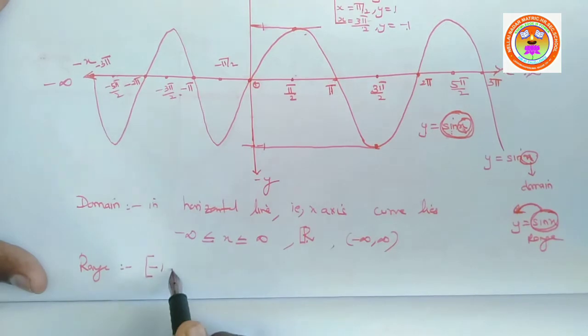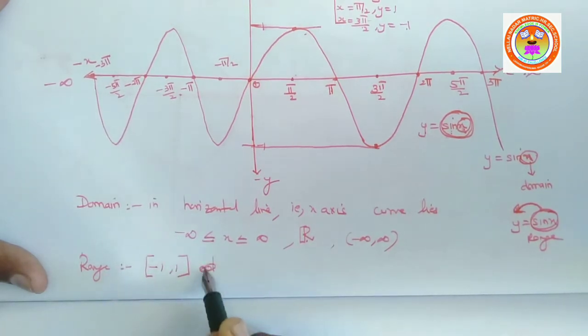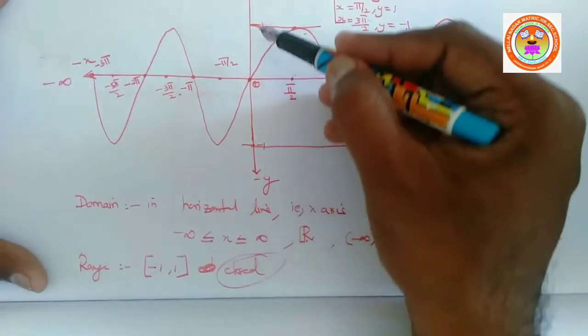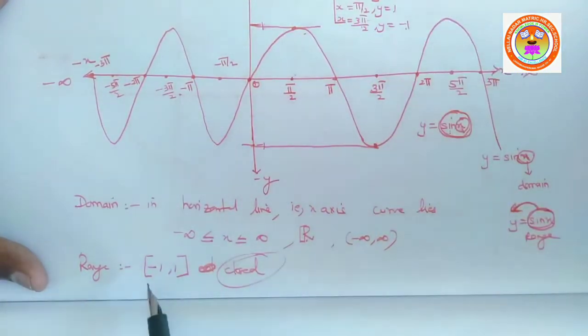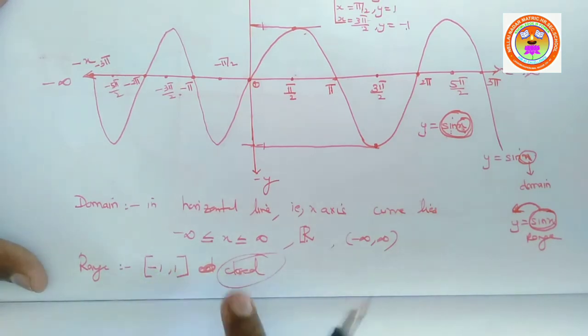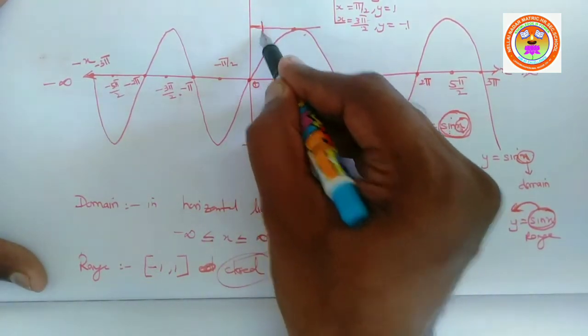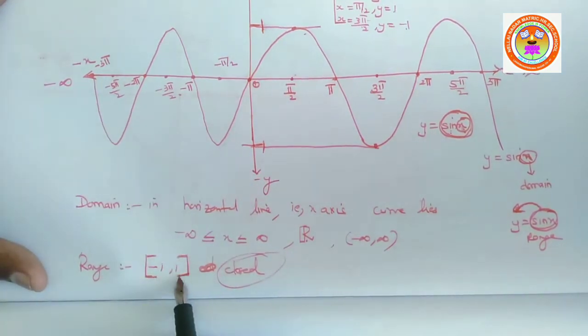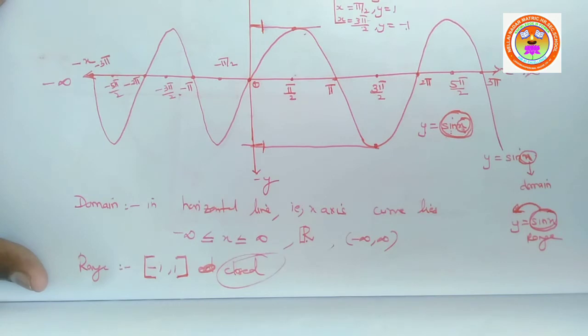We can write this in closed interval form: closed interval minus 1 comma 1. The range is minus 1 comma 1, that is, it moves from minus 1 to plus 1. Since constants came here, we can use a closed interval. If infinity comes, you need to use open only. For constants we can use open or closed. Both plus 1 and minus 1 are included, so because of the inclusion I am using a closed interval. So minus 1 comma 1 is a closed interval.